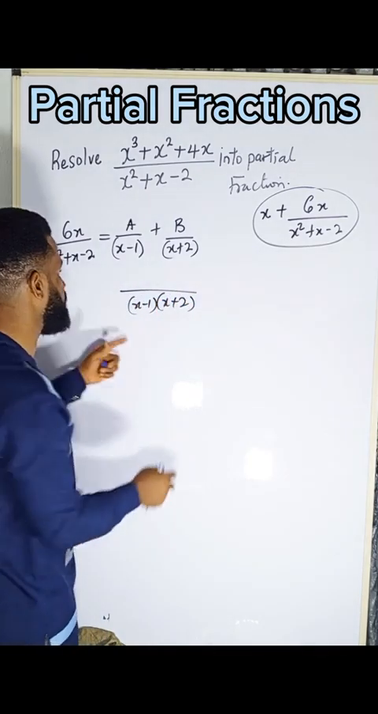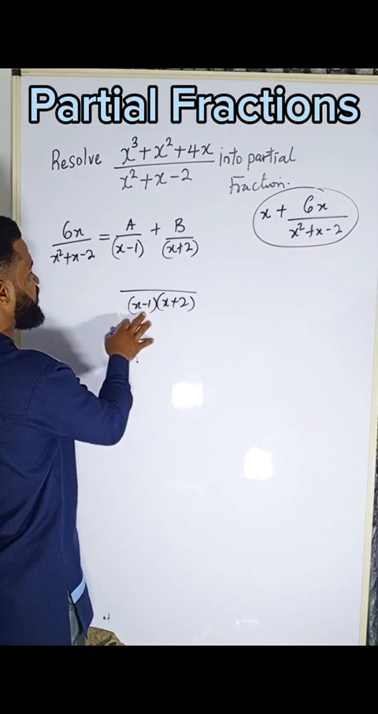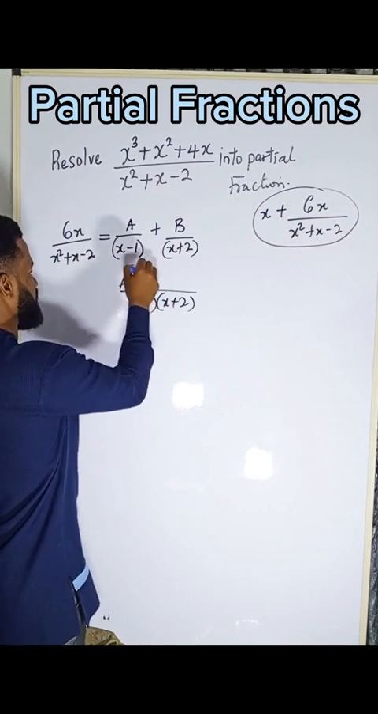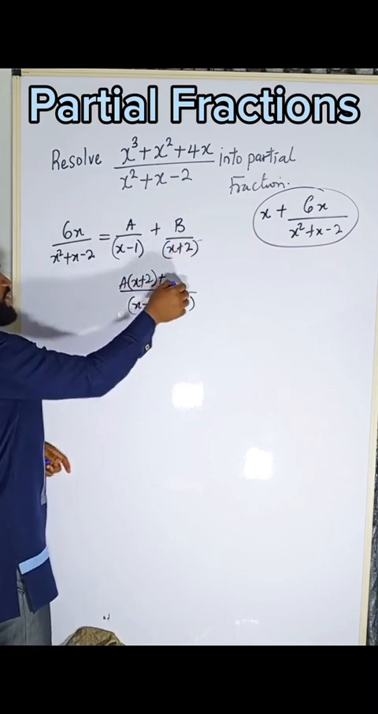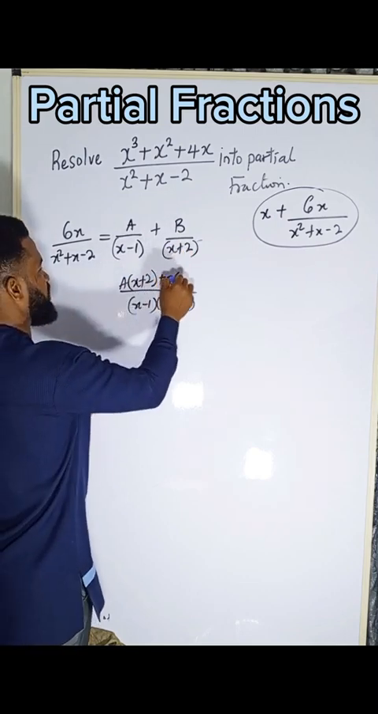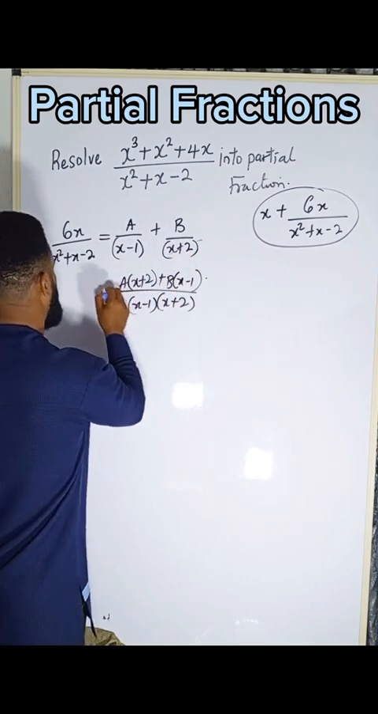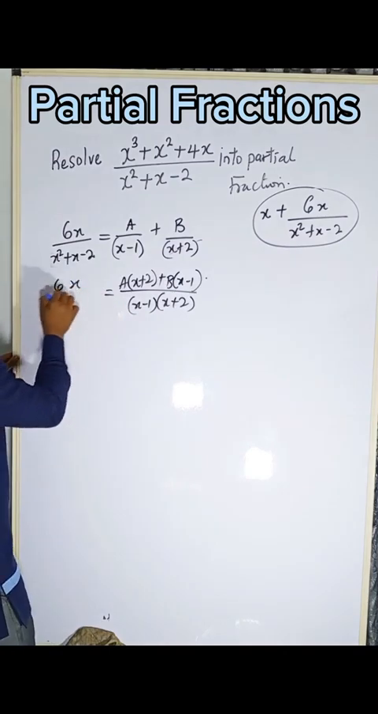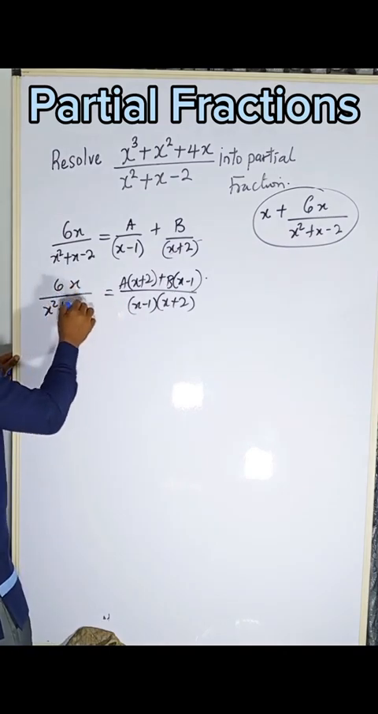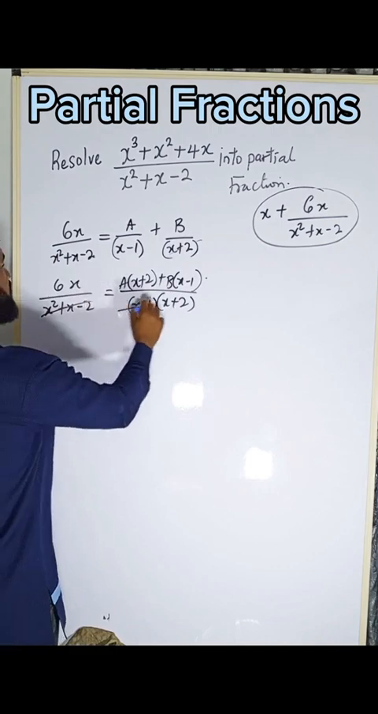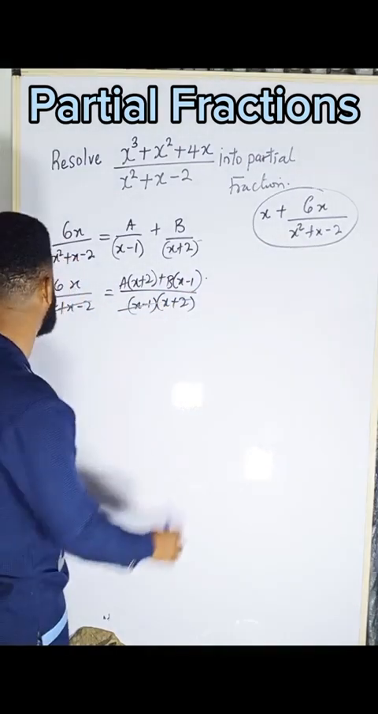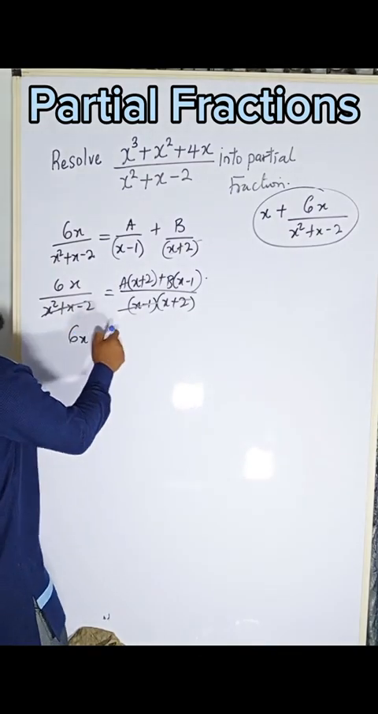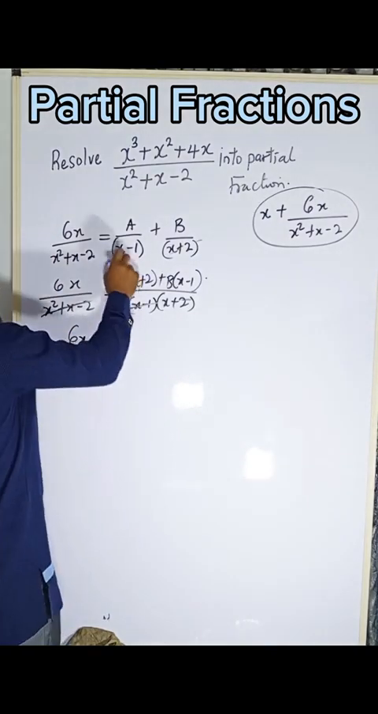So at this point, this divides this, remaining this, so I have A bracket x plus 2, plus, this cancels this, remaining this, B bracket x minus 1, and this is going to be equal to 6x all over x squared plus x minus 2. Now everything cancels because they are the same denominators. I need the numerators only to work with. So I have 6x is equal to, and I will have to eliminate A first.